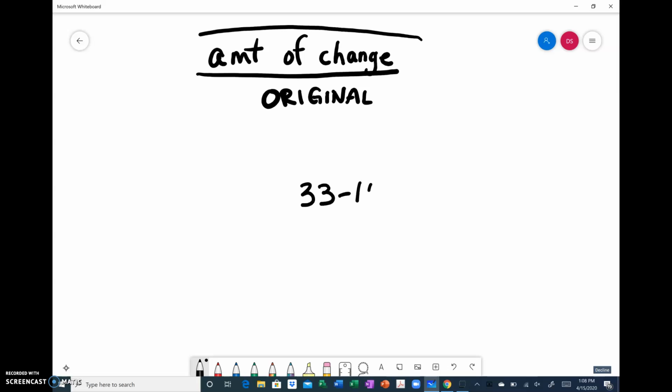33 minus 16 over 16. If the original amount is 16 and you're finding the change by subtracting, which you would have to do, 33 minus 16.